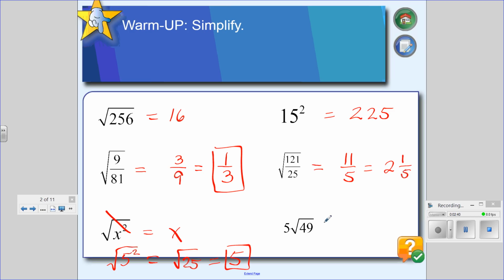5 root 49. Well, anytime you have a number sitting next to any other expression, hopefully by now in pre-algebra you're realizing that that number is a multiplier. It's a factor. So what I'm going to do is, following GEMDAS, I'll simplify the square root first. So that is a grouping symbol and an exponent. So basically this becomes 5 times the square root of 49 is 7. 5 times 7 is 35. And you might have had some intuition of how to do those last two. I just wanted to make sure I explained them a little deeper.